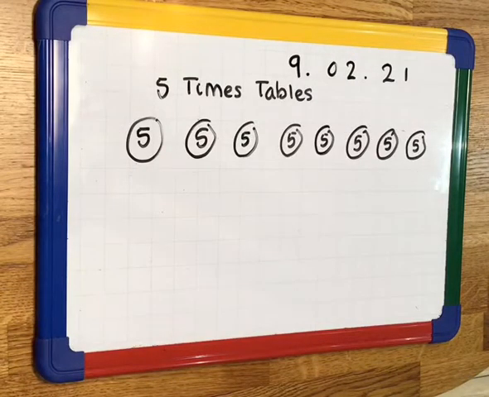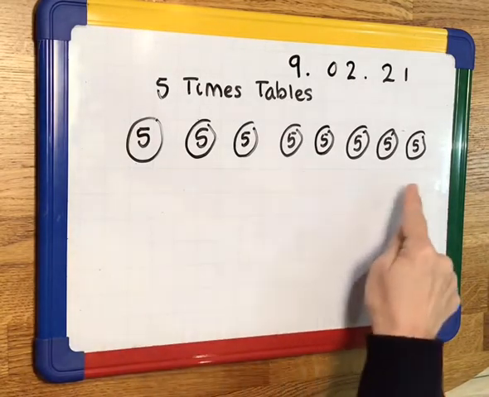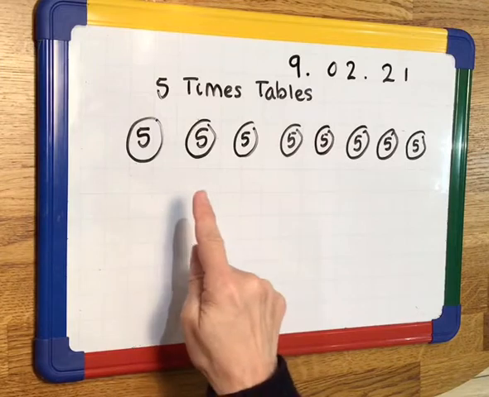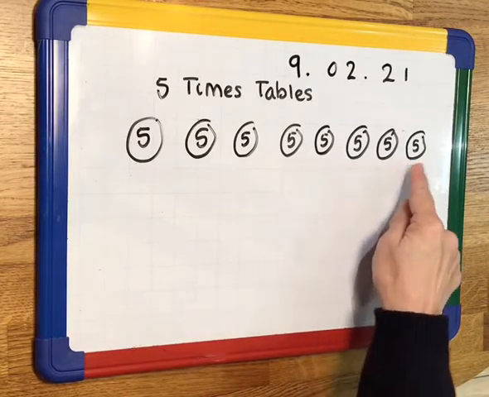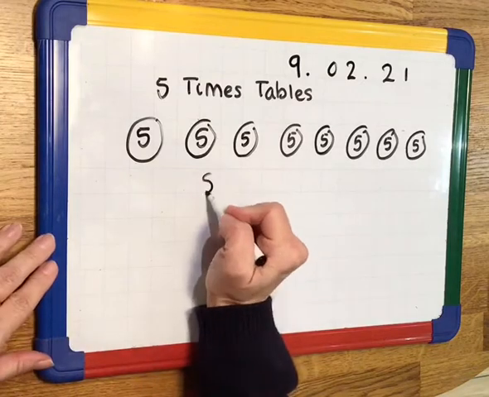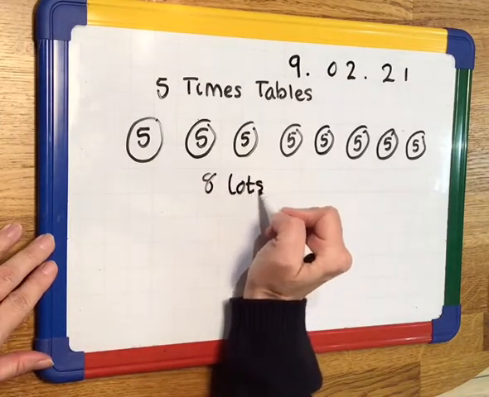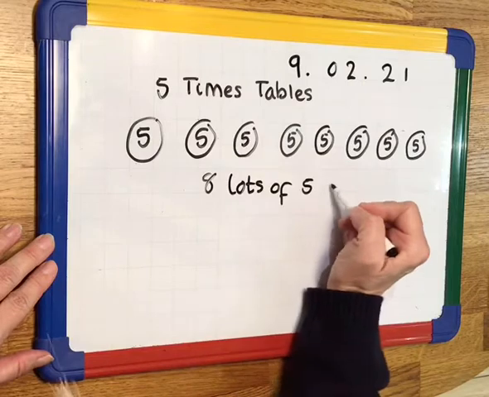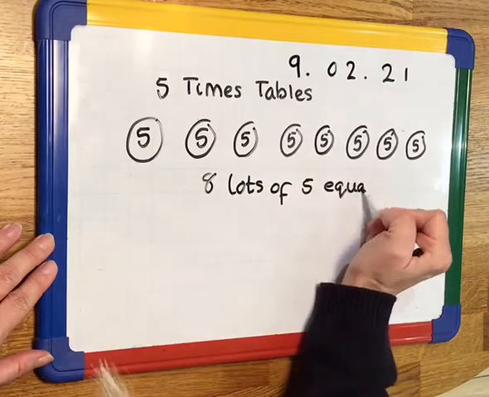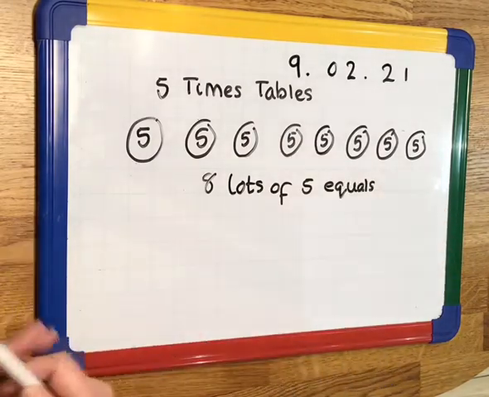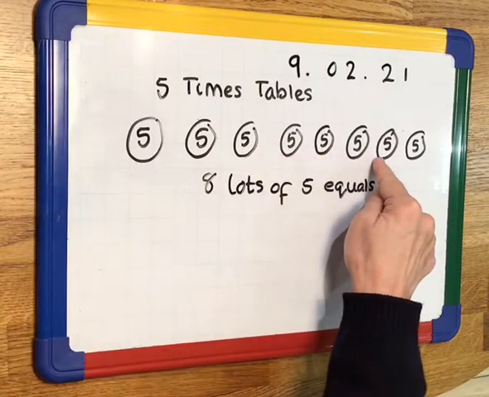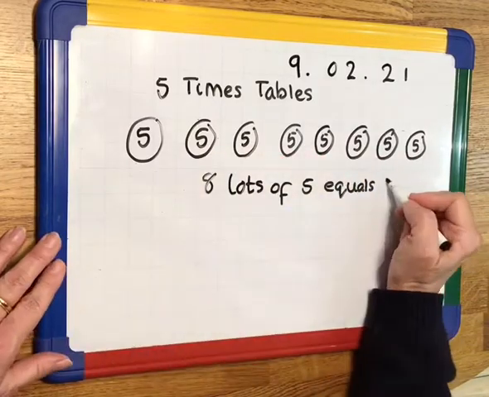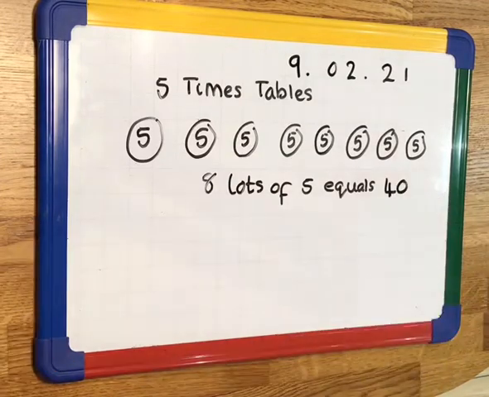So let's look at how this works in practice, children. Here I have got some groups of 5, or some lots of 5. I have got 1, 2, 3, 4, 5, 6, 7, 8 lots of 5. 8 lots of 5 equals, let's count in 5 to check. 5, 10, 15, 20, 25, 30, 35, 40. So 8 lots of 5 equals 40.